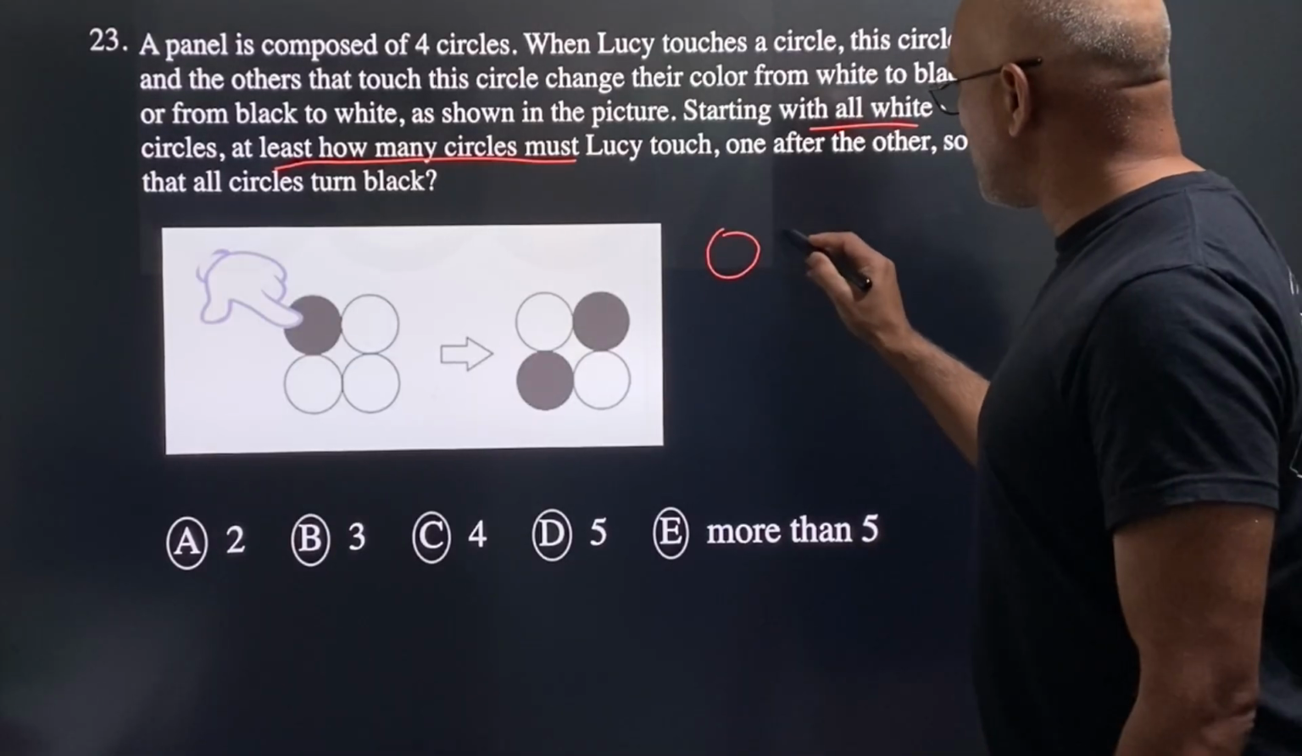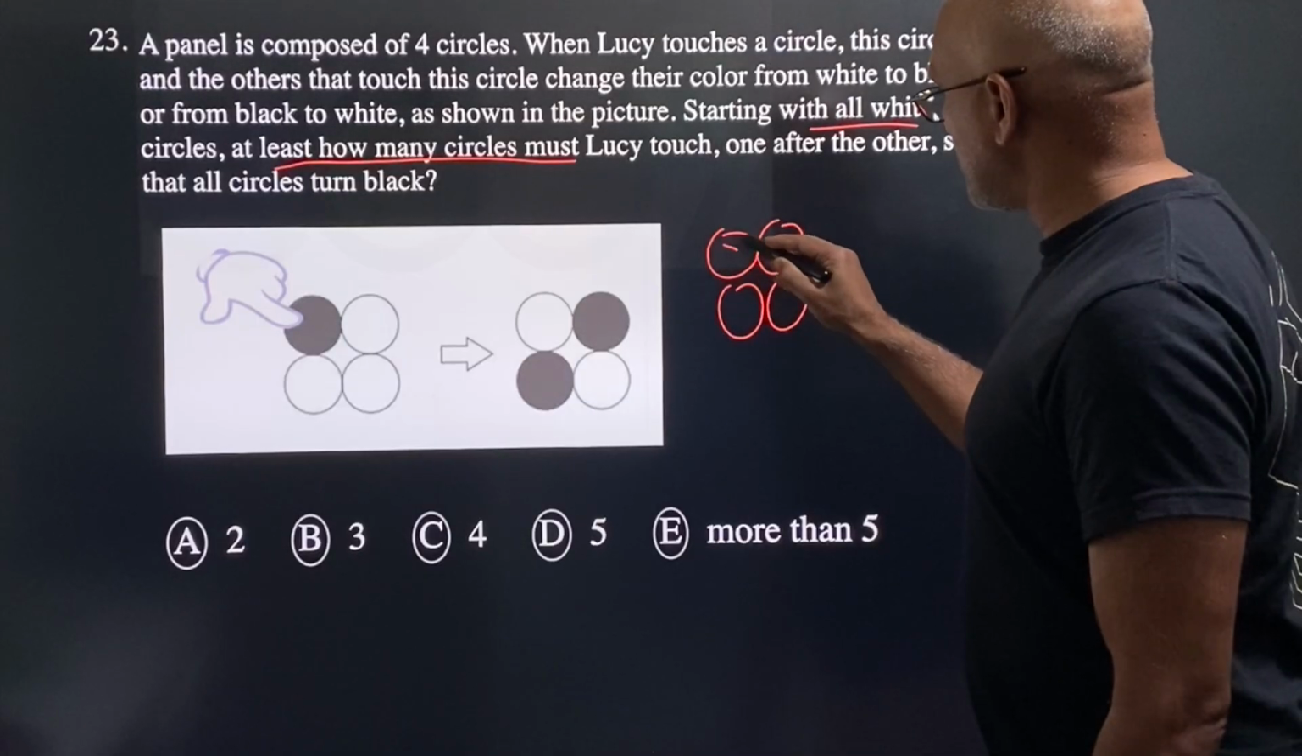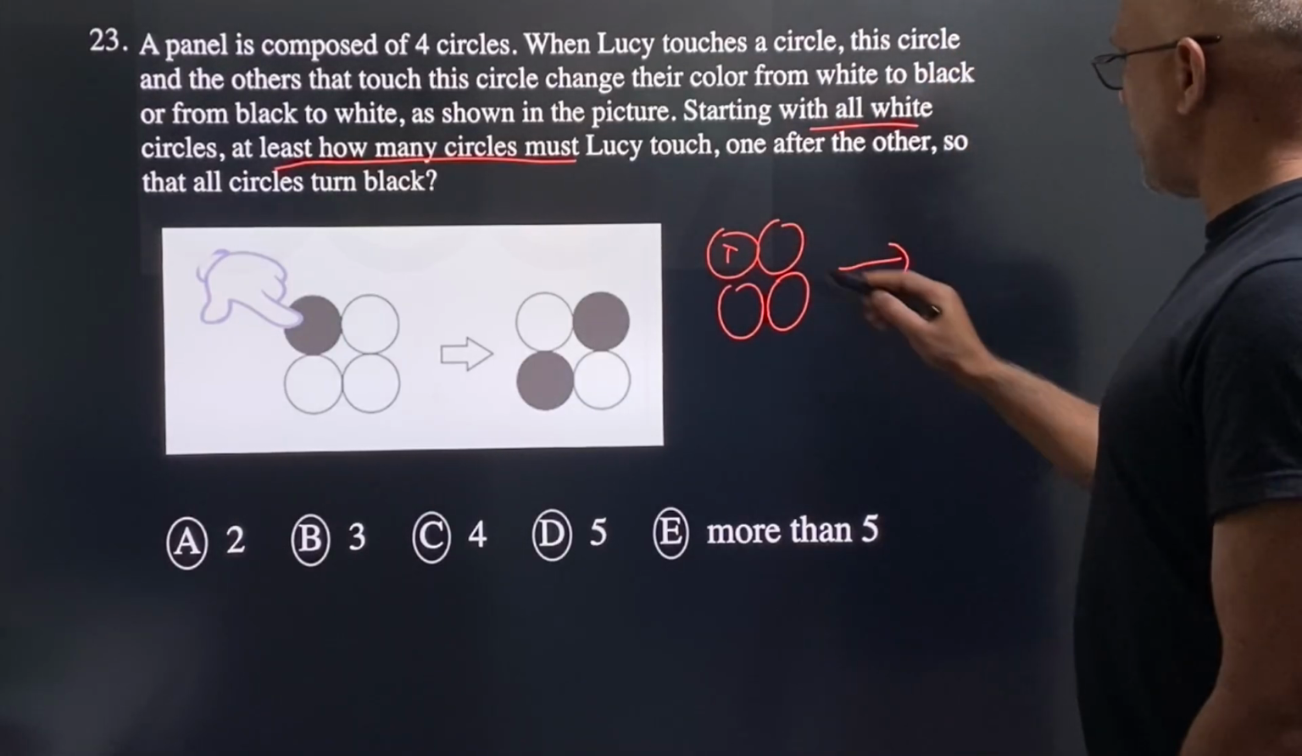Alright, so let's start with 4 white. Let me first touch this one. If I touch that, that will become black.